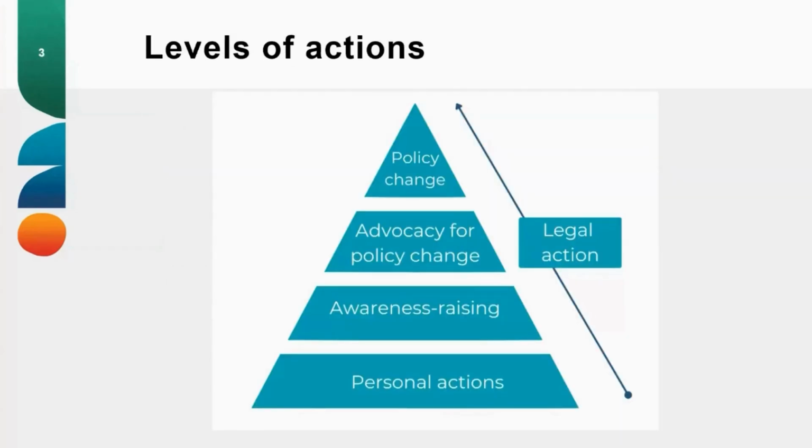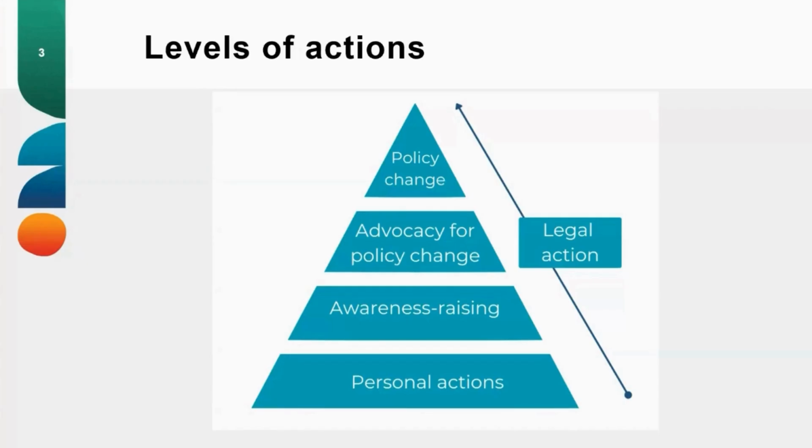Actions to address systemic discrimination can occur at different levels. This is a tool to consider the appropriate level of action that you may wish to take. And later in the session, we're going to provide examples of actions at each of these levels. If we start at the bottom of the pyramid, we can see that personal actions are an important first step. These can include actions to take care of ourselves, learn more, and change our attitudes and behaviors.